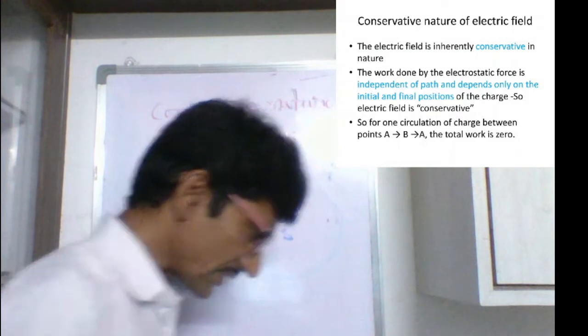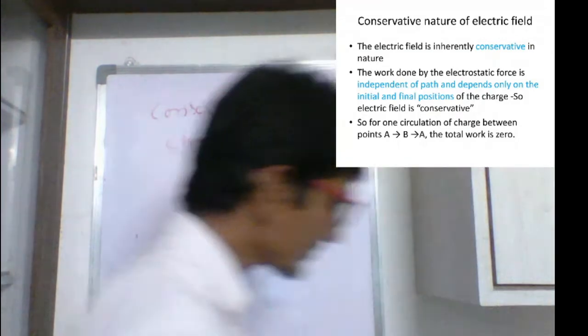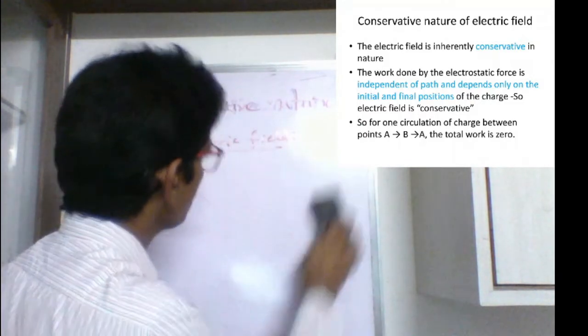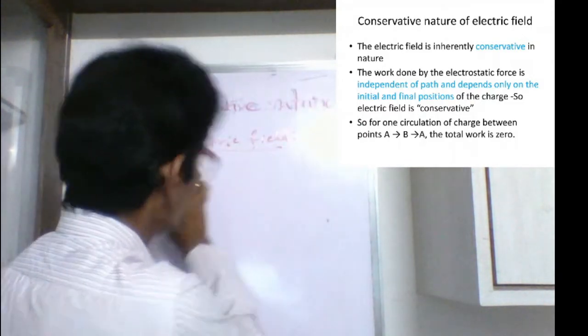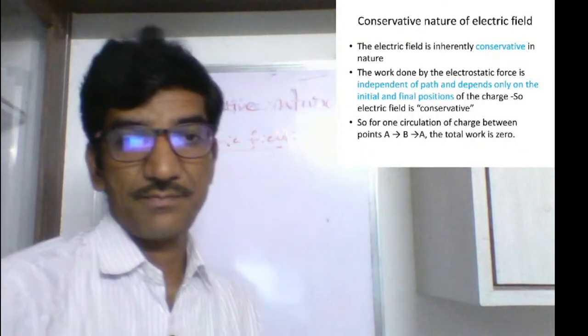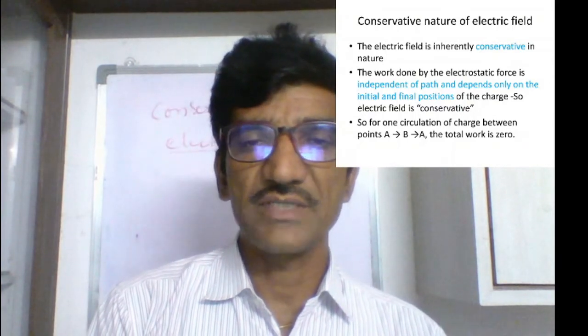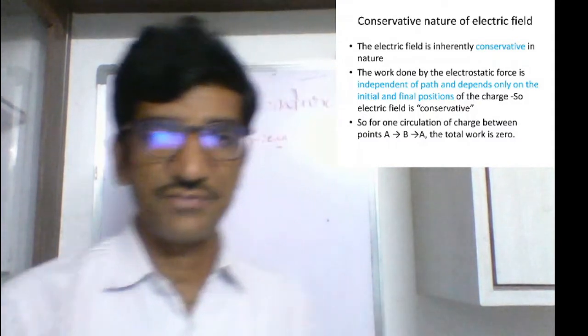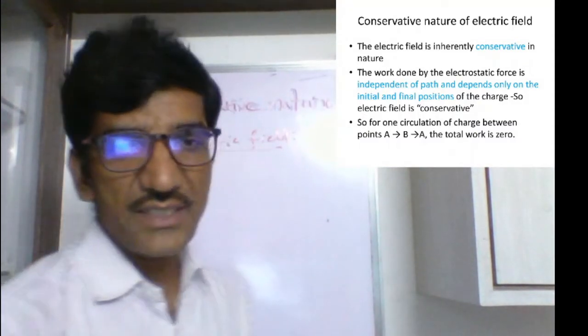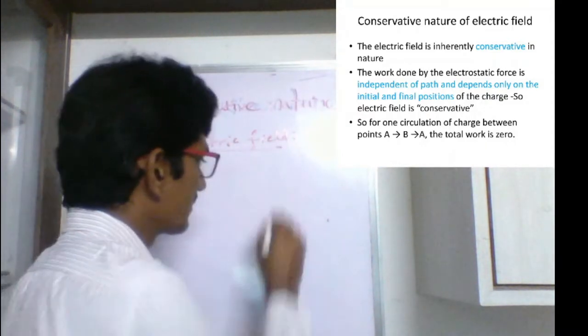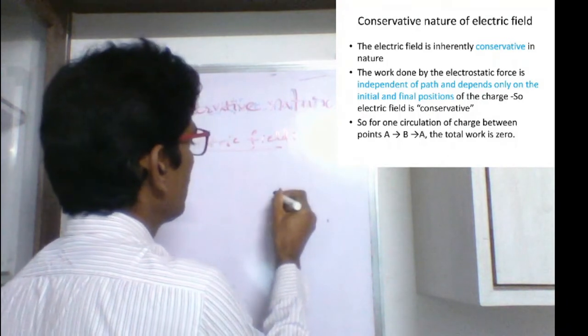Here our electric field is a vector. That's why at each and every point of the electric field, we have to give the direction and magnitude for the electric field. Now, what is the nature of this electric field E?